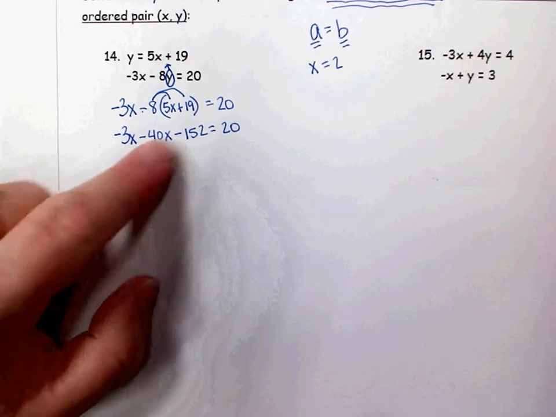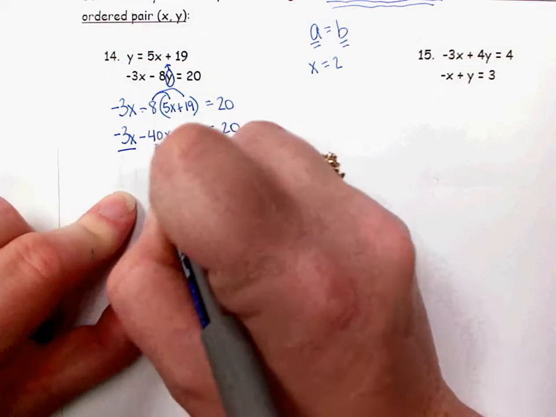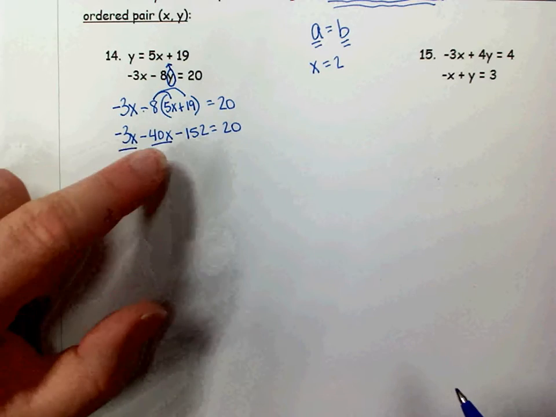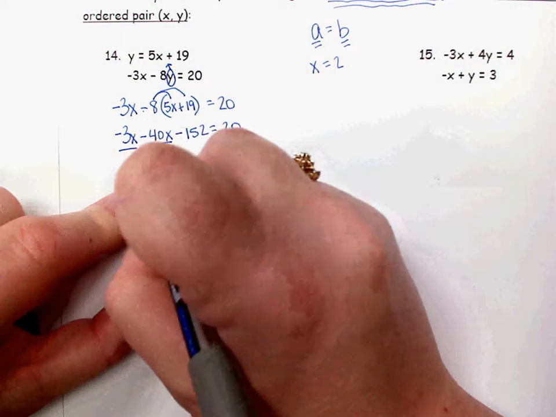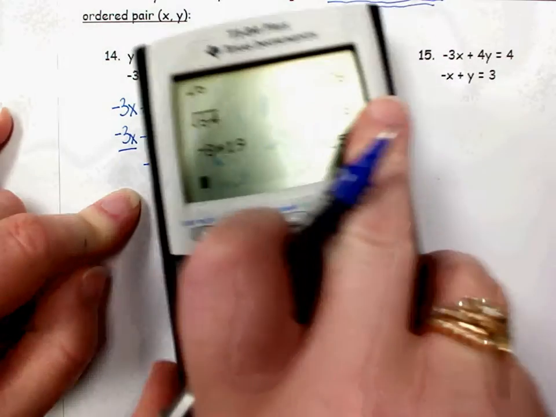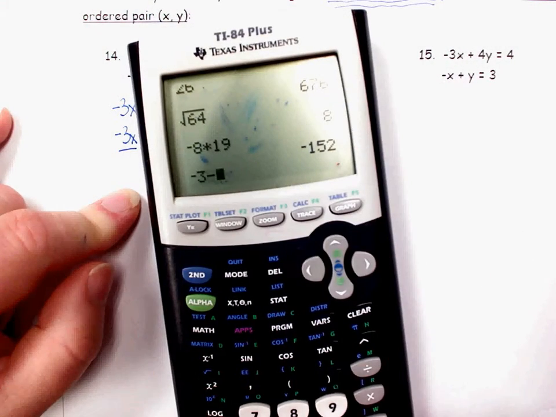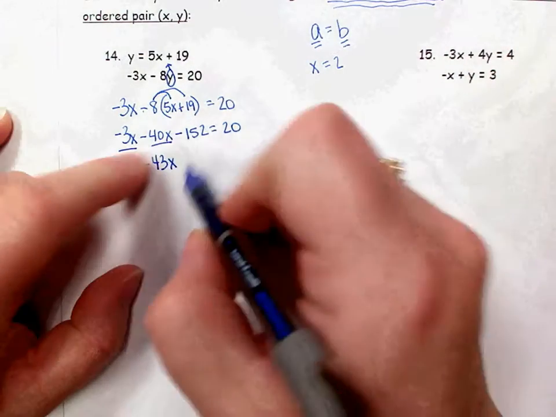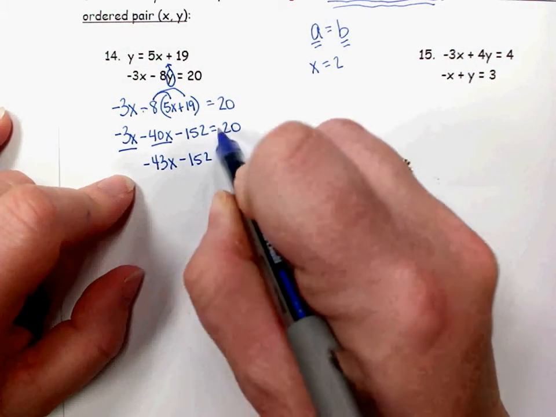Now on this side of the equation I have like terms here. Both of these have an x. So if I have negative 3x's and another negative 40x's, I have a total of negative 43x's. And you can put that in your calculator if you need to. Negative 3 minus 40 is negative 43. And then don't forget this minus 152 equals 20.